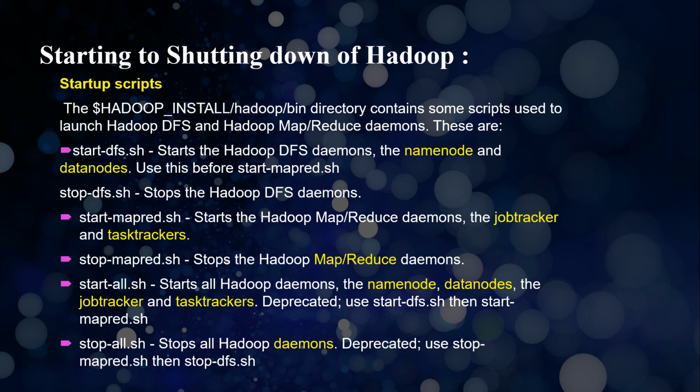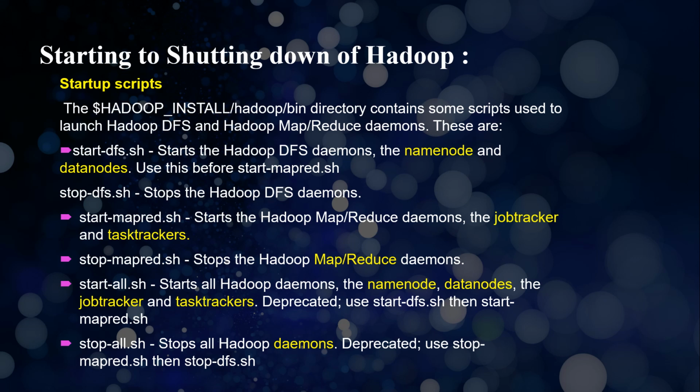Retrieving data from HDFS. Assume we have a file in HDFS called outfile. Given below is a simple demonstration for retrieving the required file from the Hadoop file system. Step 1 is to initially view the data from HDFS using the cat command. Step 2.